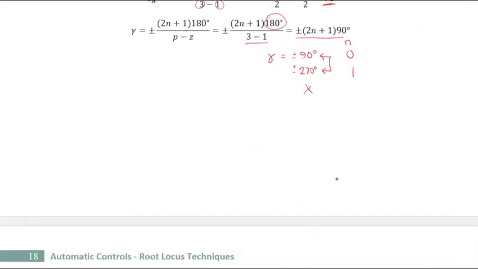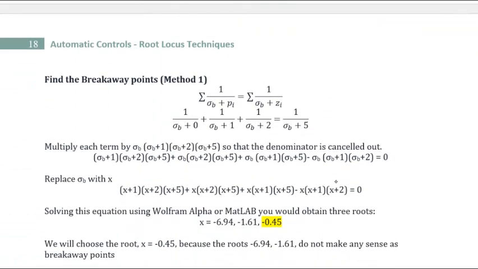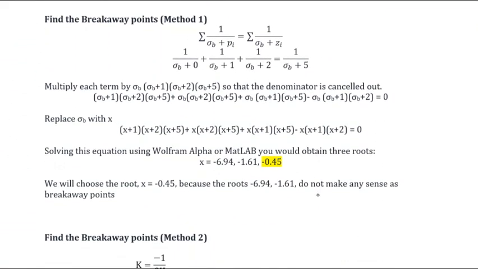Now that we've done that, though, let's go ahead and find the breakaway points. I've got a couple of methods to do that. Method one is the one that we've been using for a while. You can see we've taken the general expression and put in our pole side and our zero side. And so we've got an expression. We've got to solve for sigma b, so we've got to do a lot of algebra to get there.